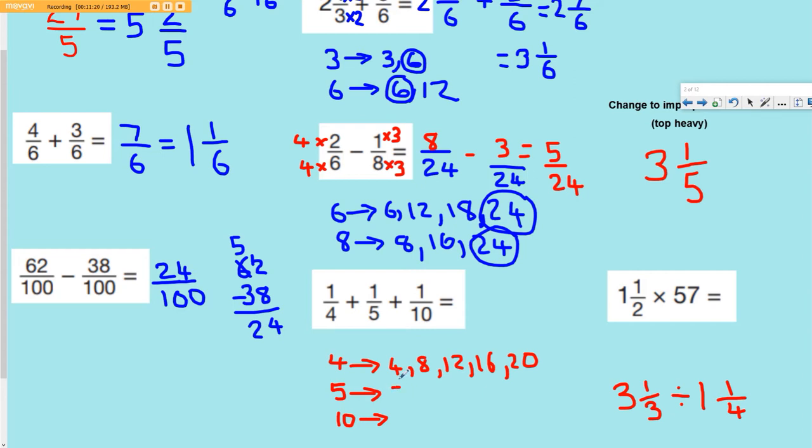So 5, 10, 15, 20. Okay, looking good so far. And then 10, 20. So 20 looks good. So the lowest common denominator, the lowest common multiple, yeah, because the multiple is in a times table, right? It's 20. Okay, so we know at the bottom you're going to have 20 for this. We're going to have plus 20 for this. And then we're going to have 20 for the other one.